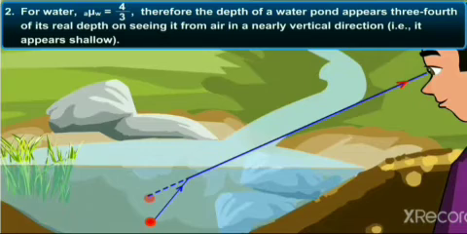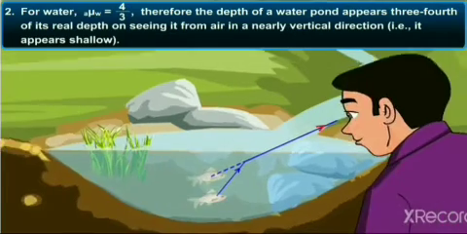Second, for water, the refractive index of water with respect to air is equal to 4/3. Therefore, the depth of a water pond appears 3/4 of its real depth on seeing it from air in a nearly vertical direction. That is, it appears shallow.